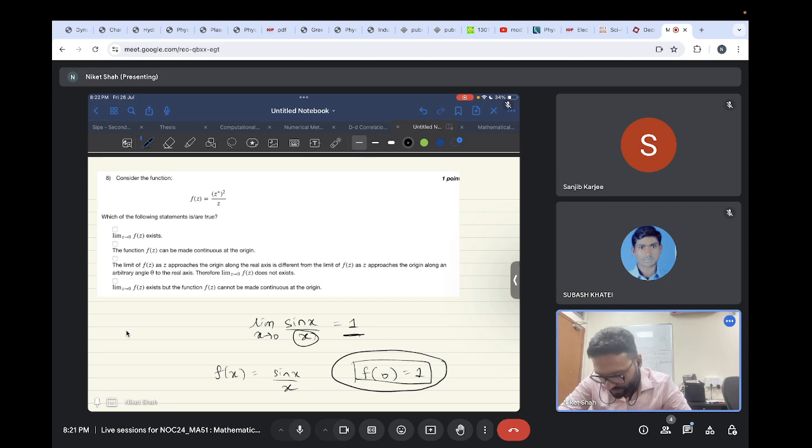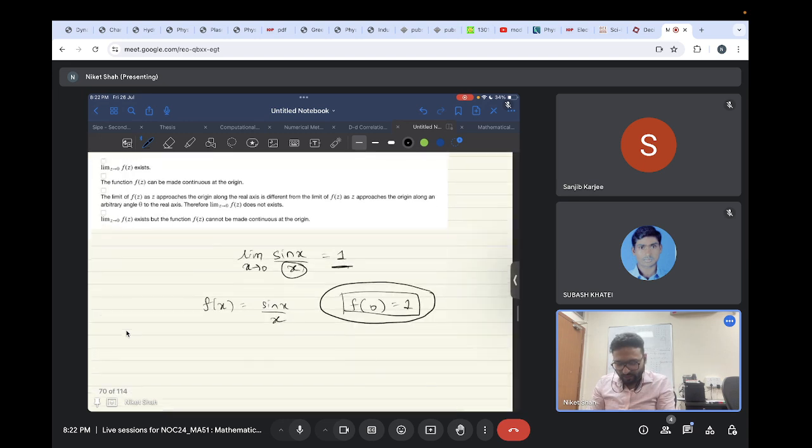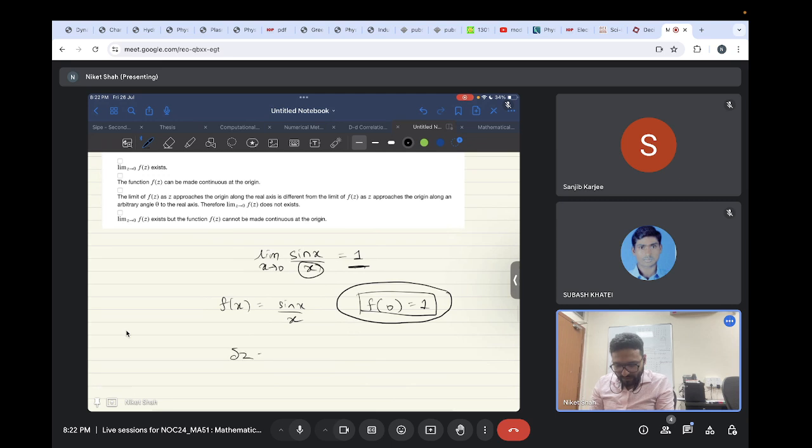Then the third statement: the limit of f of z as z approaches the origin along the real axis is different from the limit as z approaches the origin along an arbitrary angle theta to the real axis. So again, something very similar. There is a similar problem that sir has done in the lecture notes as well. How do you show approaching at some angle theta? Your del z can be some epsilon e power i theta, where epsilon tends to 0.